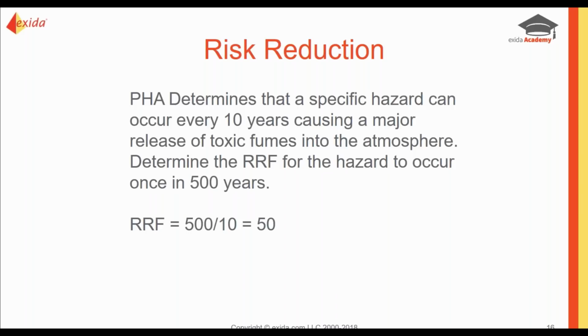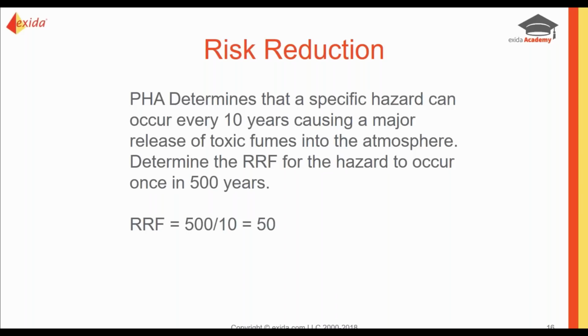Well, you need to come up with some risk reduction factor to take that hazard to occur once in every 10 years to once in every 500 years. You've determined that was a much more acceptable time allowance, so you need to reduce your risk. You simply divide the 500 years by the 10 years, and you have your risk reduction factor of 50.